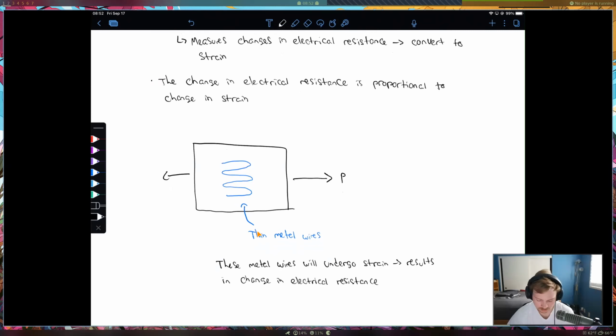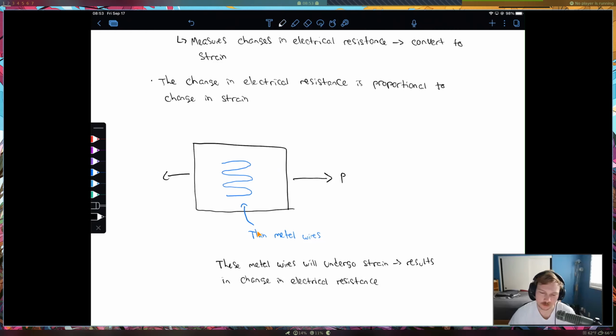And the way that these metal wires are orientated, it's in a position to maximize its sensitivity to strain, but to minimize the sensitivity to any other kind of load, like a shear load. So if it was in this direction, then it wouldn't actually be experiencing strain quite as much. Right? In fact, it'd be pretty negligible.